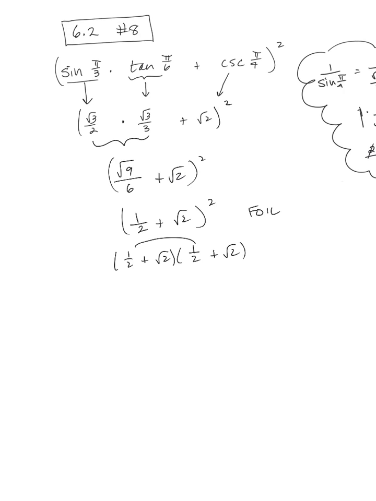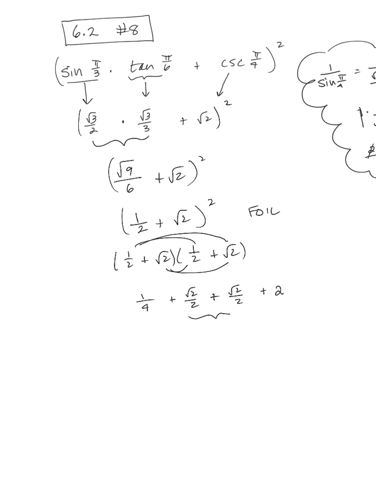Okay, and then just multiplying out, I would get 1/4. Then 1/2 times square root of 2 would be square root of 2 over 2. Okay, and then we'll do the next one. That would be plus another square root of 2 over 2. And finally, square root of 2 times square root of 2 would be square root of 4, which is 2.